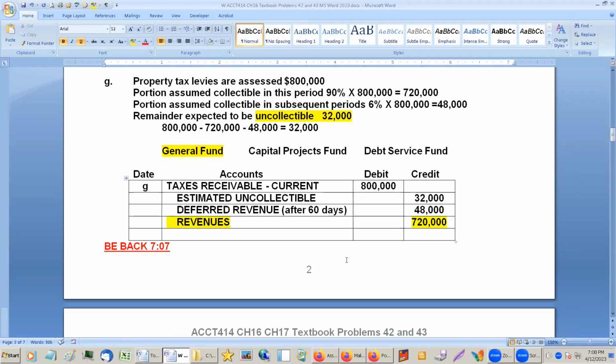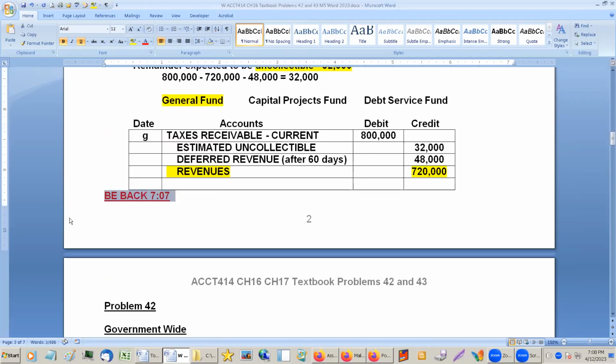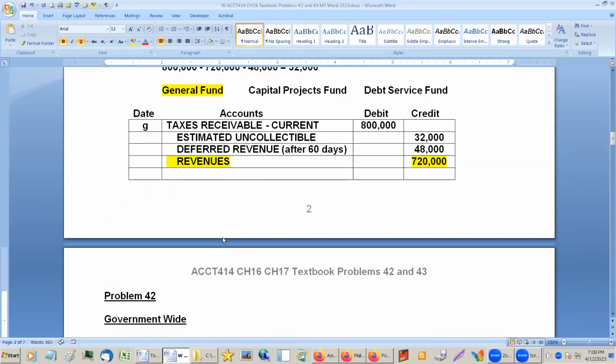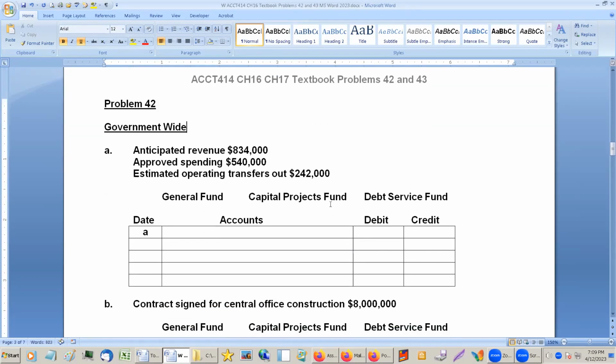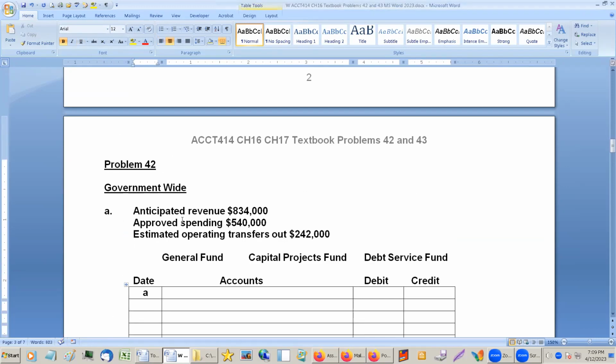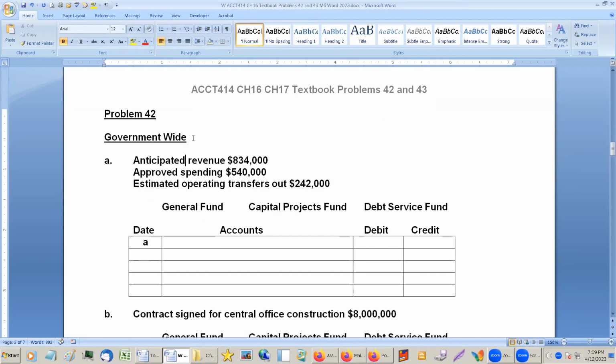Okay, now we're back to normal accounting, or kind of what we're used to, I guess, maybe a better way to put it. So this is the government-wide. Now, the government-wide is similar to what we're used to. We have long-term assets, we have long-term liabilities on the books. It's more along the same lines as what we are used to.